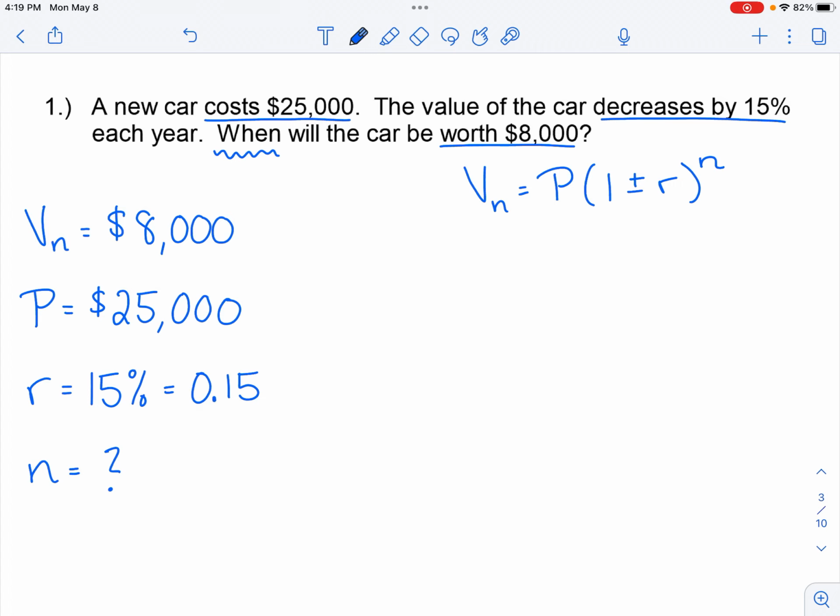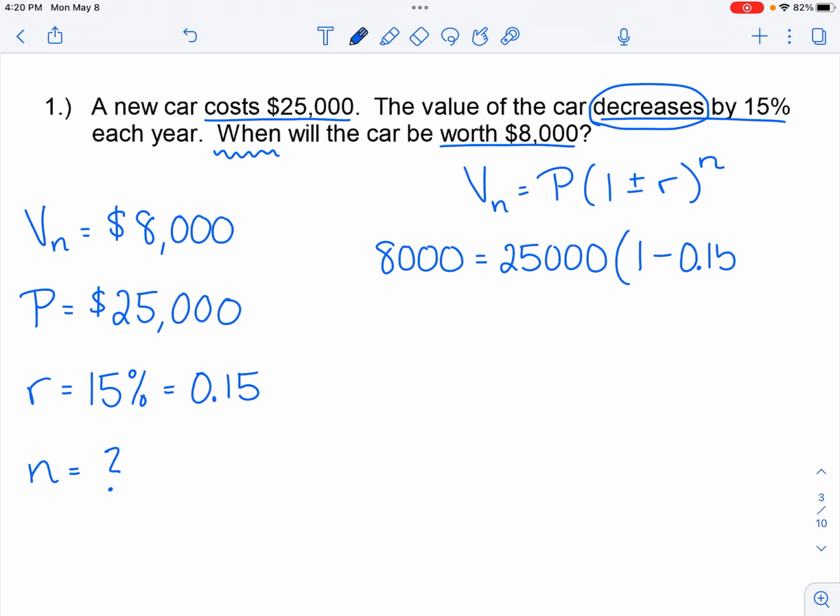Okay, so we're going to start plugging in everything that we know. We have 8,000 in place of V sub n. We have 25,000 in place of the P. Then we have 1, and we're going to subtract because we are decreasing in value. So the rate is 0.15 per year, and then the number of years is what we don't know. Now we need to solve this equation. We now have an exponential equation to solve.